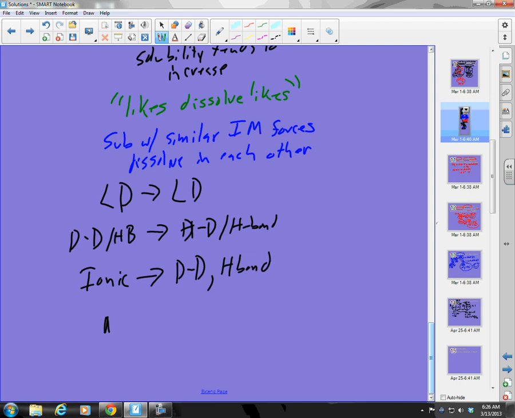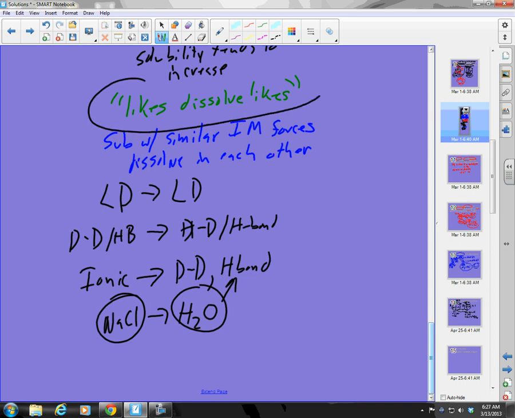And that is why sodium chloride, which is ionic, will dissolve in water. Why? Well, water has hydrogen bonding, and so it's relatively strong, and so even though this is ionic, it will dissolve in the water. But the general rule of thumb for us is simply likes dissolve likes. If you have something that only has London, it will not dissolve in something that has hydrogen bonds, and so forth. Okay? Good. That's number one.